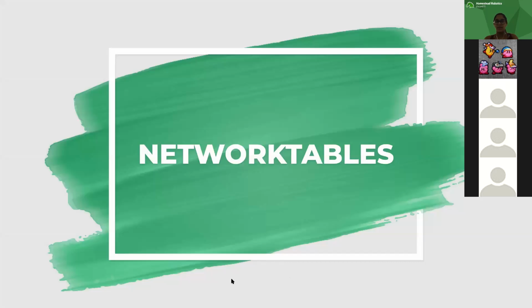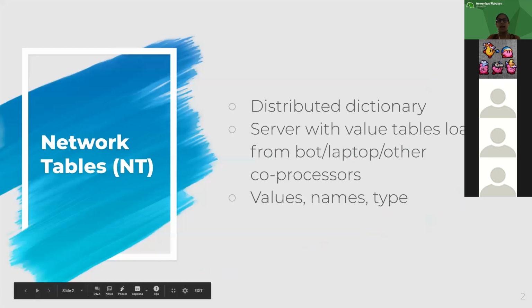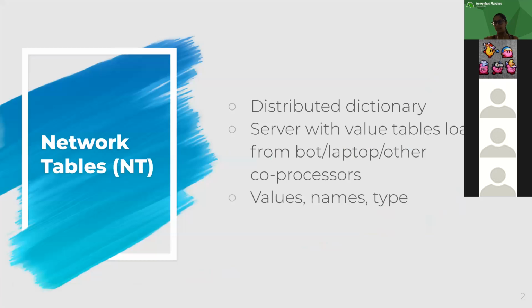Right, so as I mentioned a couple times, we're talking about network tables before today. Network tables, some people would call it a distributed dictionary. That's one of the terms that WPILib calls it. It's basically a server, and it has value tables, and it loads these values from the robot, from your laptop, or other coprocessors, such as a Raspberry Pi, which we use for the mini bots.